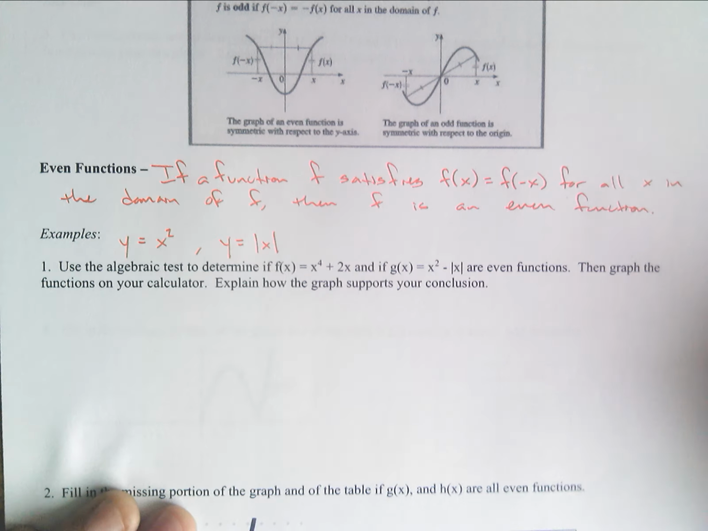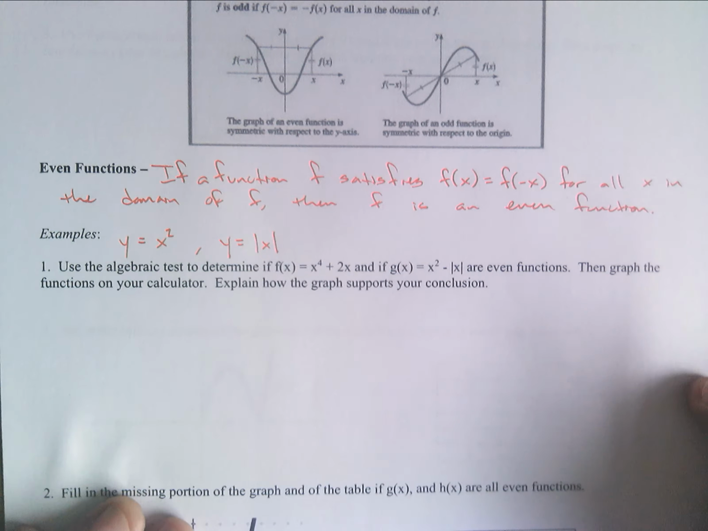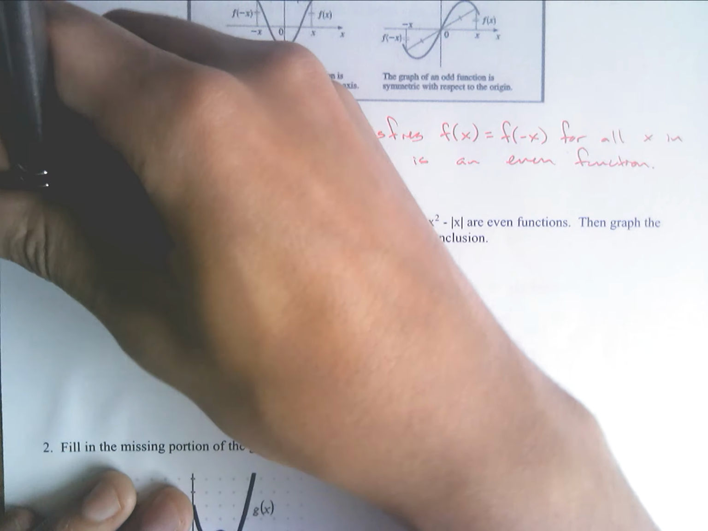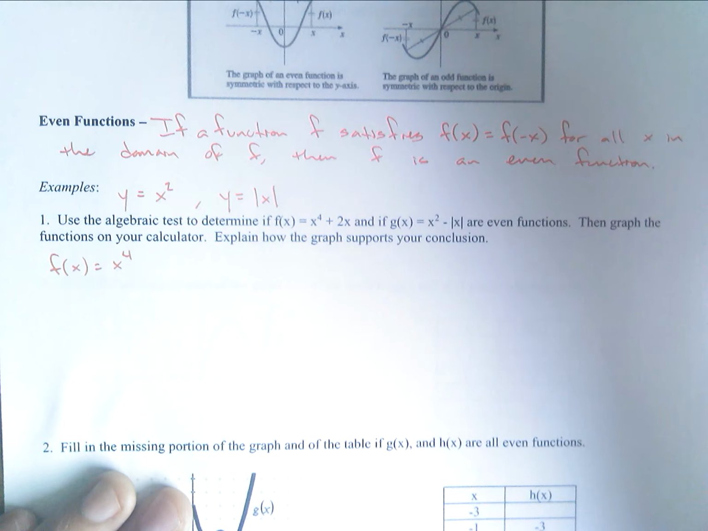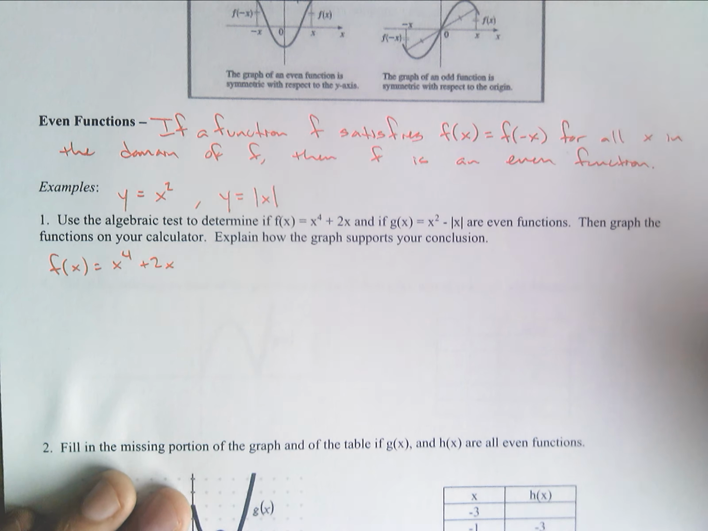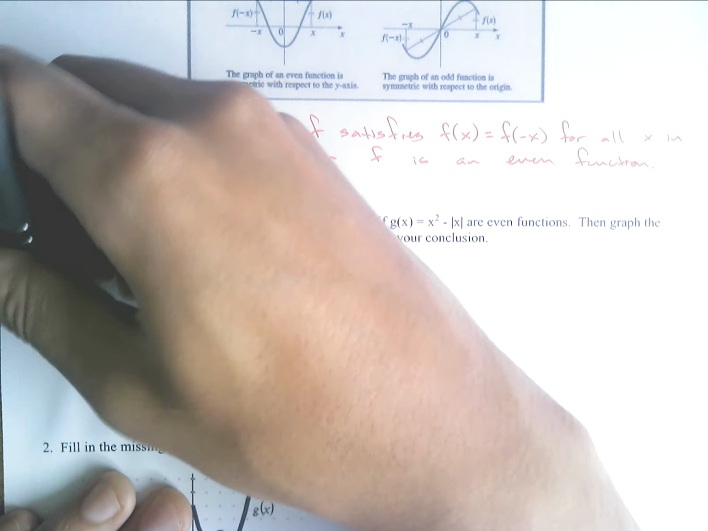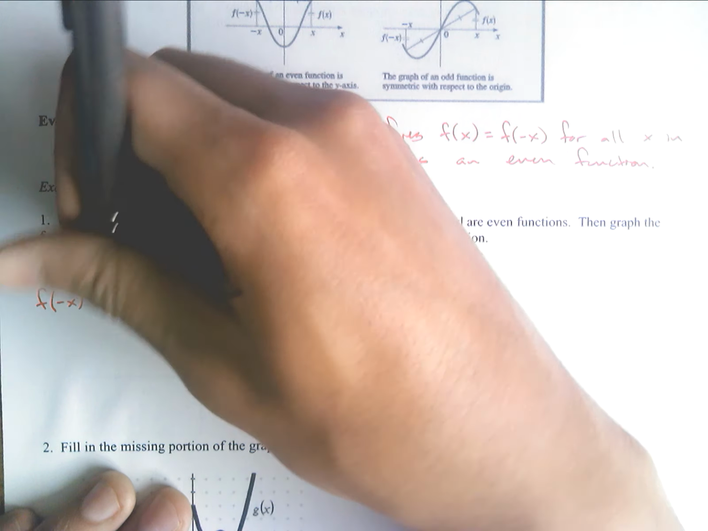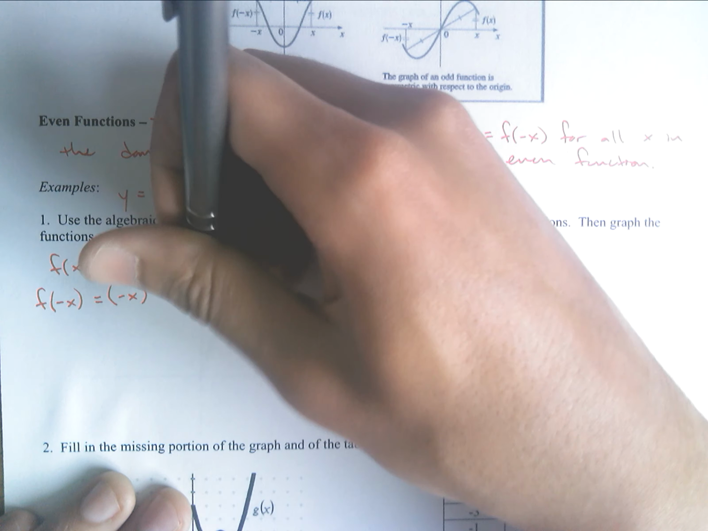So now we're going to determine whether or not f and g are even functions algebraically. Let's take a look at f. We have f of x equals, and I'm just rewriting it, x to the fourth plus 2x. In order to determine algebraically whether a function is even or not, we can plug in negative x. So we're going to find f of negative x. Plugging that in, and use parentheses, we have negative x to the fourth plus 2 times negative x.